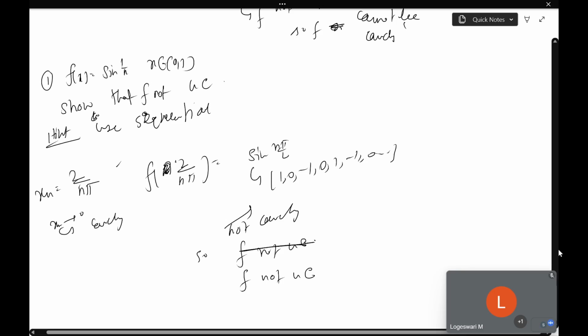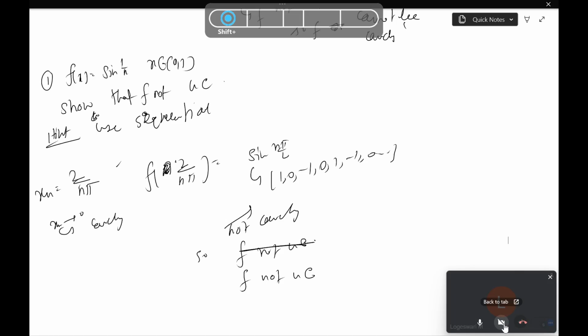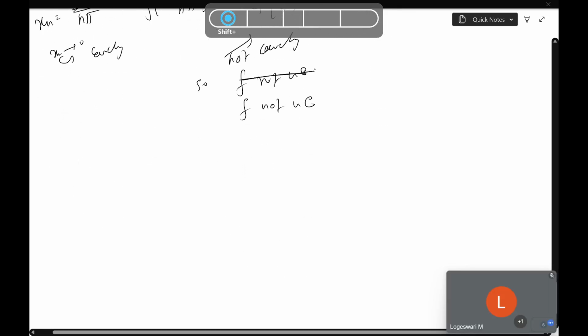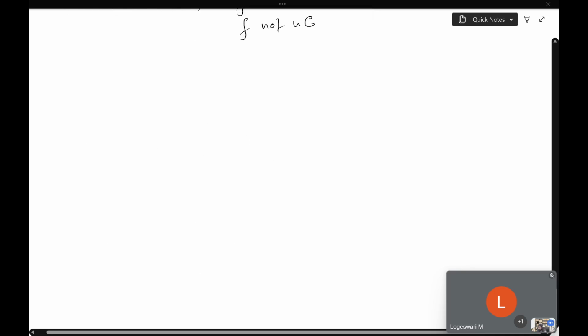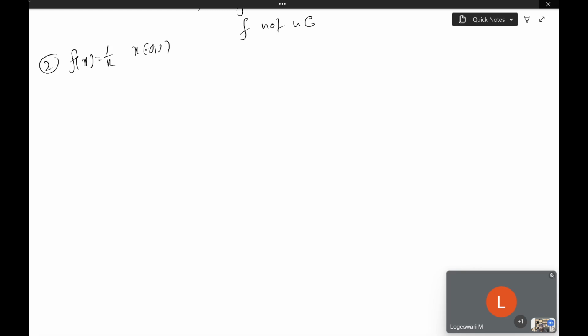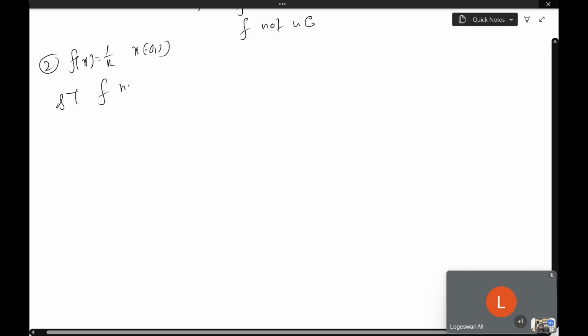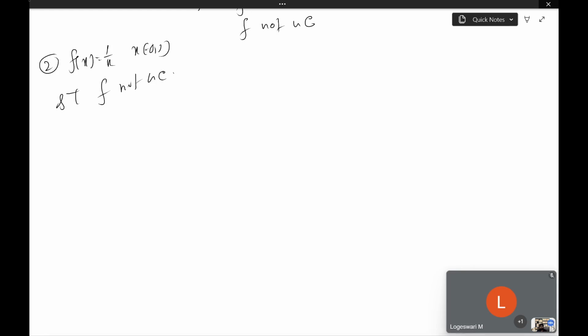I hope this solution is clear to you. Okay, so let's go to the next problem. Consider the function f(x) equal to 1 by x on the open interval (0, 1), and show that it is not uniformly continuous. Please try the solution once, and if you can't solve it, then we will look at the solution. Okay, please try it once.